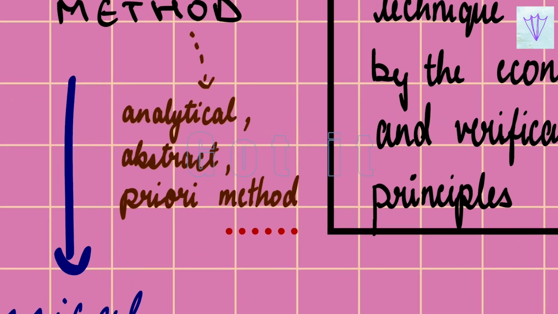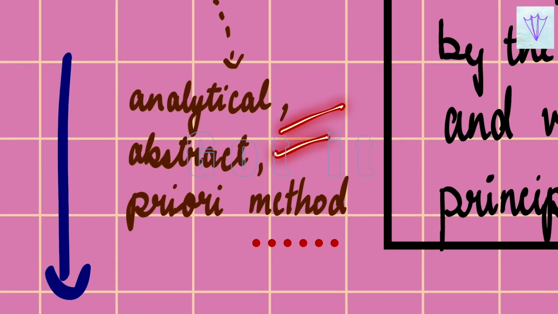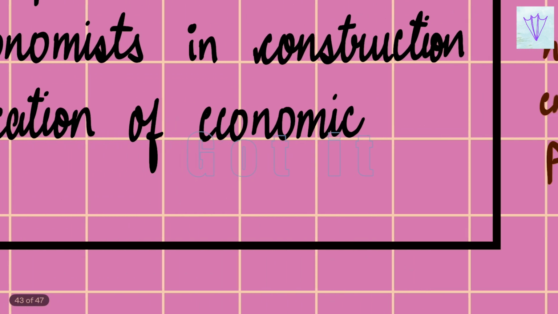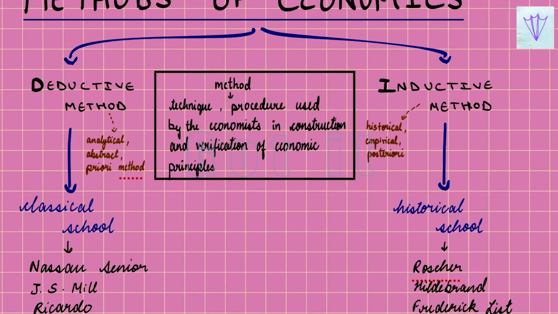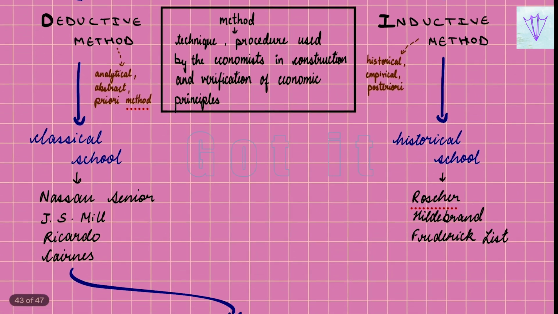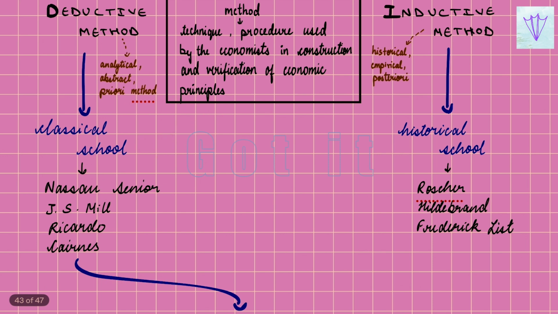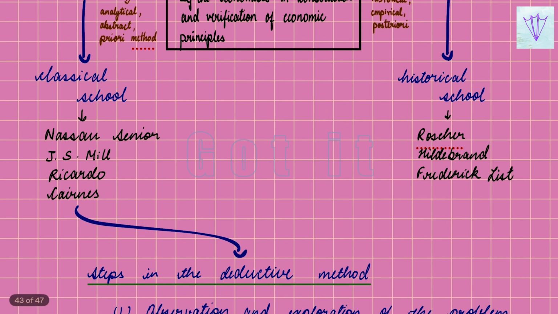The deductive method is also called the analytical, abstract, or a priori method, and the inductive method is called the historical, empirical, or a posteriori method. The deductive method is used by economists belonging to the classical school, while the inductive method is used by those belonging to the historical school. Classical school economists are Nassau Senior, J.S. Mill, Ricardo, and Cairnes, while historical school economists are Roscher, Hildebrand, and Friedrich List.